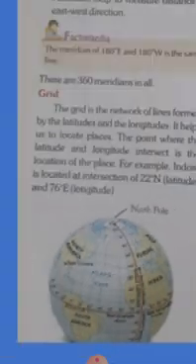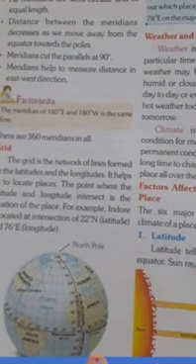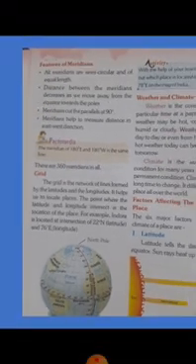Then one example is given there. For example, Indore is located at the intersection of 22 degree north and 76 degree east. So the place Indore is between 22 degree north latitude and 76 degree east longitude. So this is all about latitudes and longitudes. Read this portion very well.